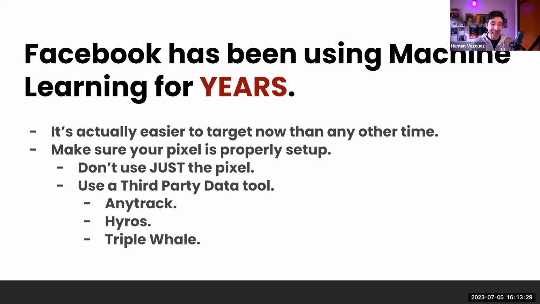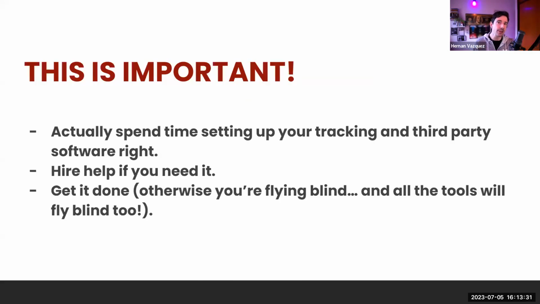All right. So again, this is so important. I want to reiterate it again. Actually spend time setting up your tracking and your third-party tracking software right. Because again, if you don't do this, there's a chance that you will be missing out on a lot of data. And then the machine learning on Facebook is not going to work. And the machine learning on these other tools that we're going to be talking about, they're not going to work, or they're not going to be as accurate as you want.